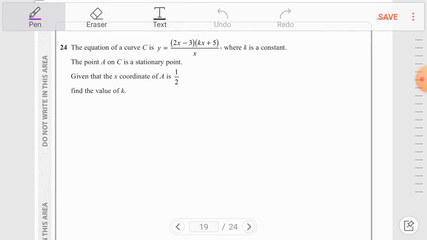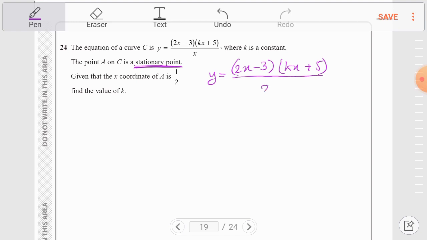The equation of a curve C is given, where k is a constant. The point A on C is a stationary point. We need to look at the wording in the question clearly, that the point A on C is a stationary point, and the x coordinate of point A is also given, that was half. Calculate the value of k. So at first we need to simplify the equation for the curve C, that is y is equal to 2x minus 3 kx plus 5 divided by x.